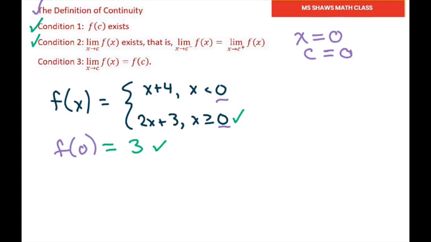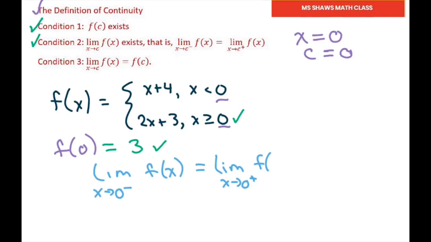Now condition 2 just means that the limits on either side of 0 have to exist. So if I take the limit as x approaches 0 from the left of my function, that means all numbers less than 0, that should equal the limit of all my numbers to the right of 0. So basically negative numbers versus positive numbers. And all you're going to do is plug in your zeros. To the left, that means all numbers less than 0, I plug in 0 and we have 0 plus 4, that's 4. When I plug it into the right, I get 0 plus 3, and that's 3.